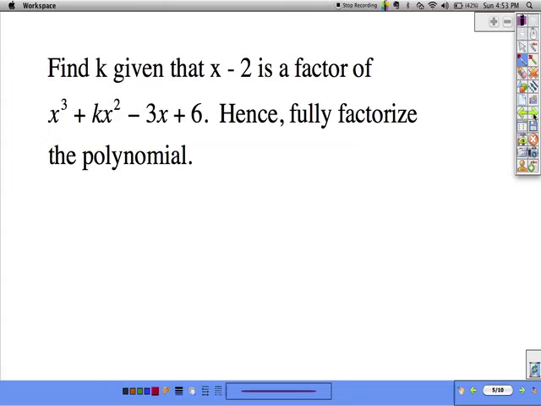Two ways to go here. One, we could start out by writing that x minus 2 times a quadratic equals that, or we can use a slightly different idea. We know that since x minus 2 is a factor, that means that x equals 2 is a zero, which means that when I plug 2 into p of x, I better get 0 at the end.